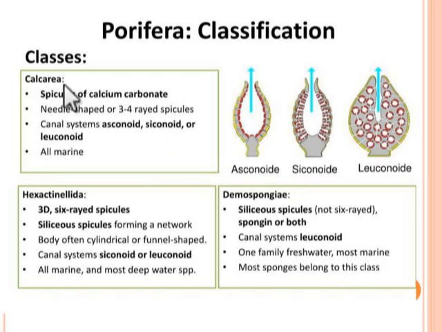And these spicules are made up of calcium carbonate. These spicules are made up of silicon. These spicules are made up of silicon or spongin or both. Here this is needle shaped and this one is cylindrical, funnel shaped. This one has no particular shape, but most of the sponges belong to this class. This is the very important criterion over here.